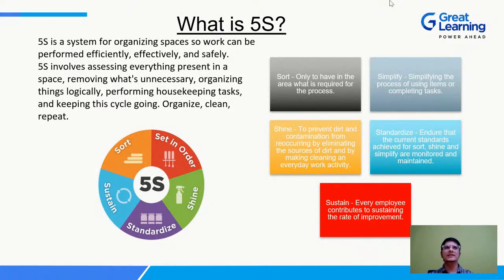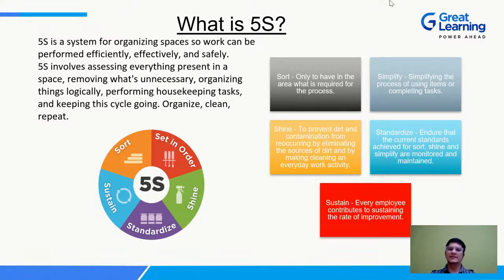What is 5S? As you all know, with the pandemic, all of us have been working from home, and essentially our workplace is your room or your office, your hall. And this tool or technique is something that you could implement in your day-to-day life. In an organization, if you want to perform efficiently, effectively, and safely, the company looks at ways to remove what's unnecessary, organize things logically and perform housekeeping tasks, keeping the cycle going: organize, clean, and repeat.